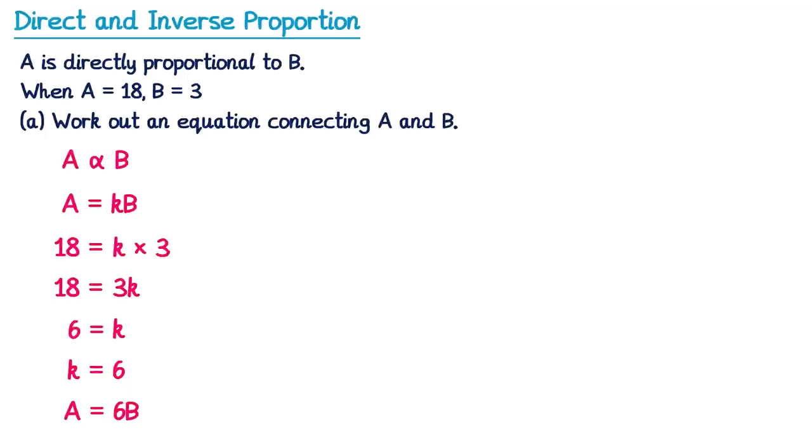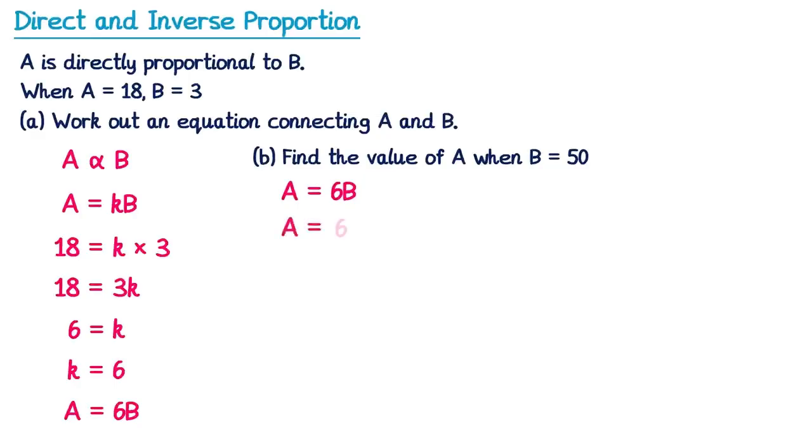It is very common for questions like this to have a follow-up question which asks you to find a value. So for instance, it could say find the value of A when B is equal to 50. To do this, you take the equation that you formed in the previous part, so A equals 6B, and you substitute in the value of B. So we've been told that B is 50, so A will equal 6 times B, which is 50, so 6 times 50, and 6 times 50 is 300.